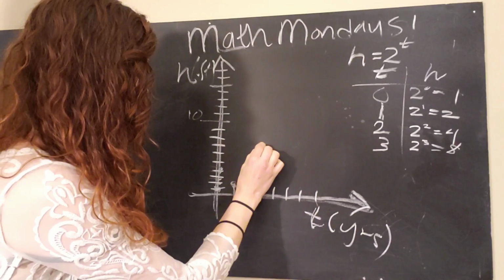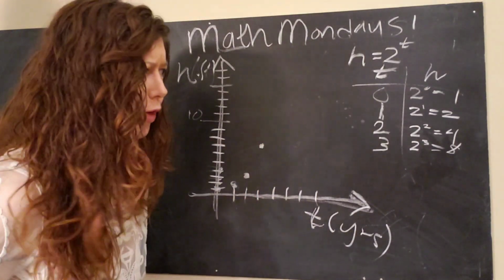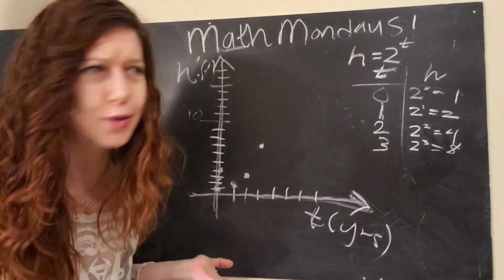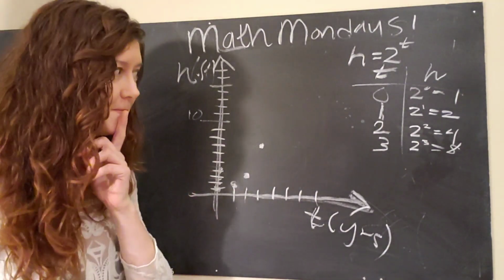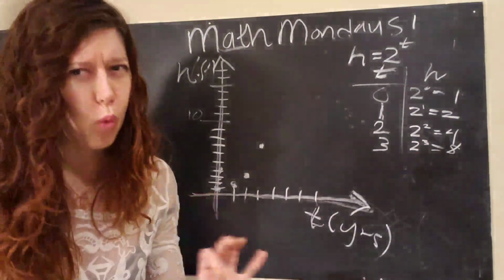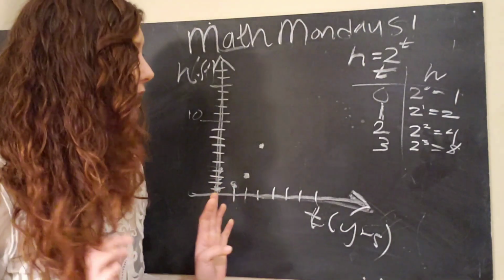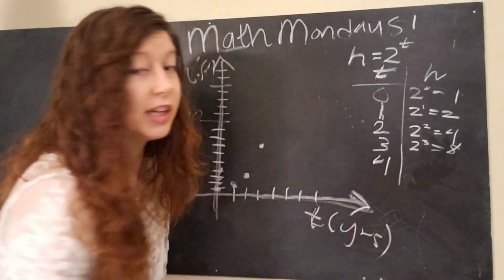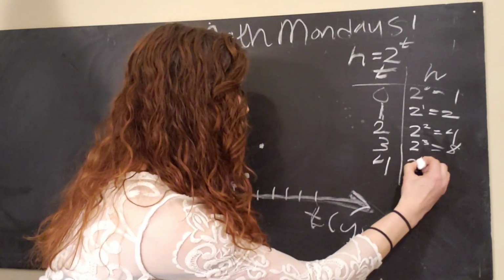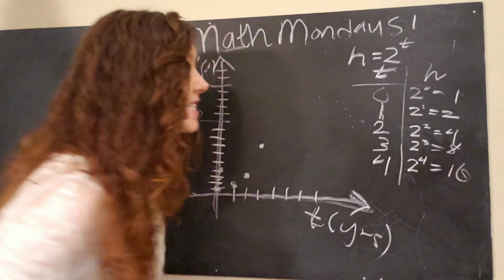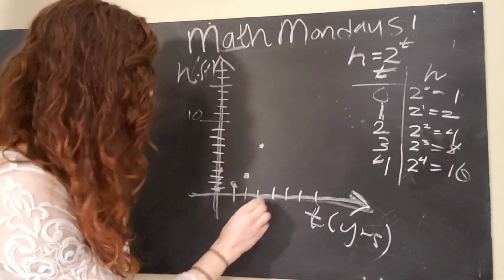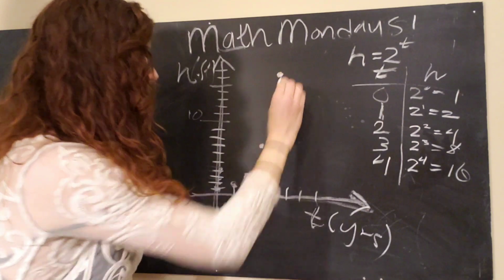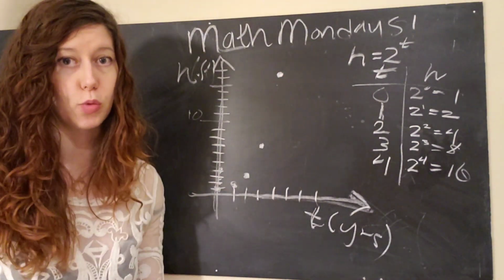Wait, what? 3 years old and I'm 8 feet tall? I'm taller than the tallest basketball players? That's pretty wild. So this seems to be way too fast. I am growing way too fast for me to be comfortable with this. What happens at year 4? Uh-oh. Okay, so at year 4, we are now at 2 to the 4th, which is 16 feet tall.